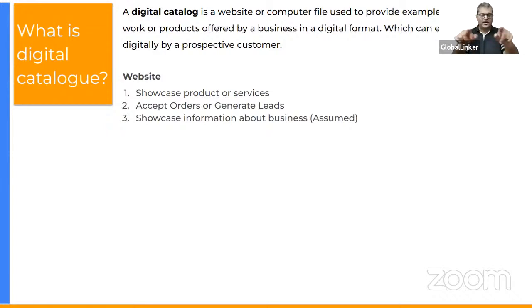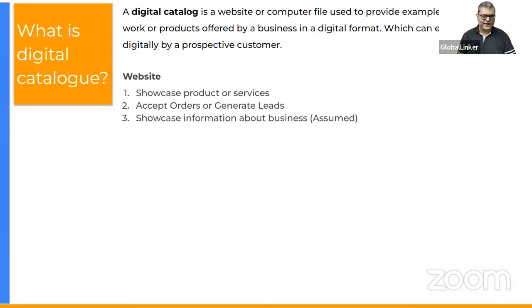And that is where you can see I've written "assumed," because that is something which is there in almost every website that we come across. All right. So these are the three capabilities. Now, if any website has these capabilities, then we can refer to it as a digital catalog. They qualify to be called a digital catalog, right?